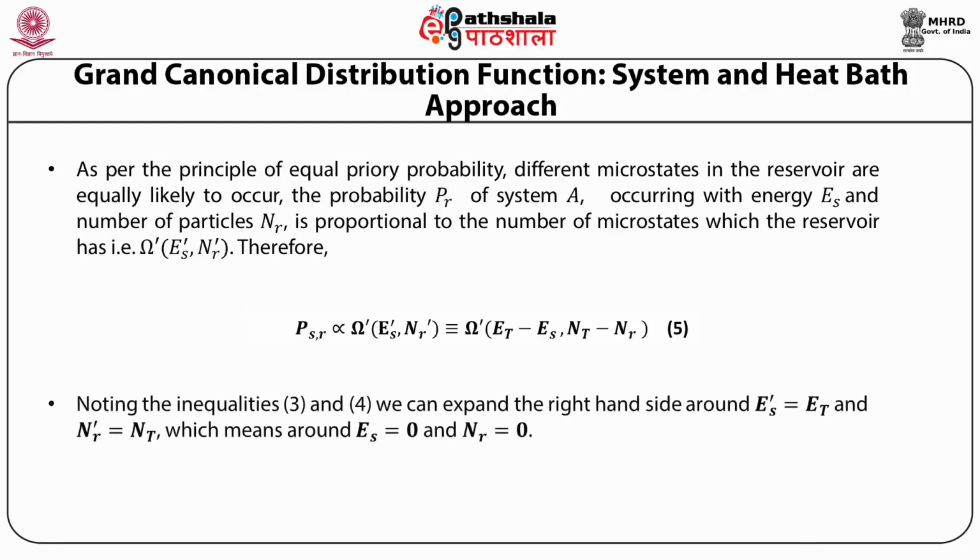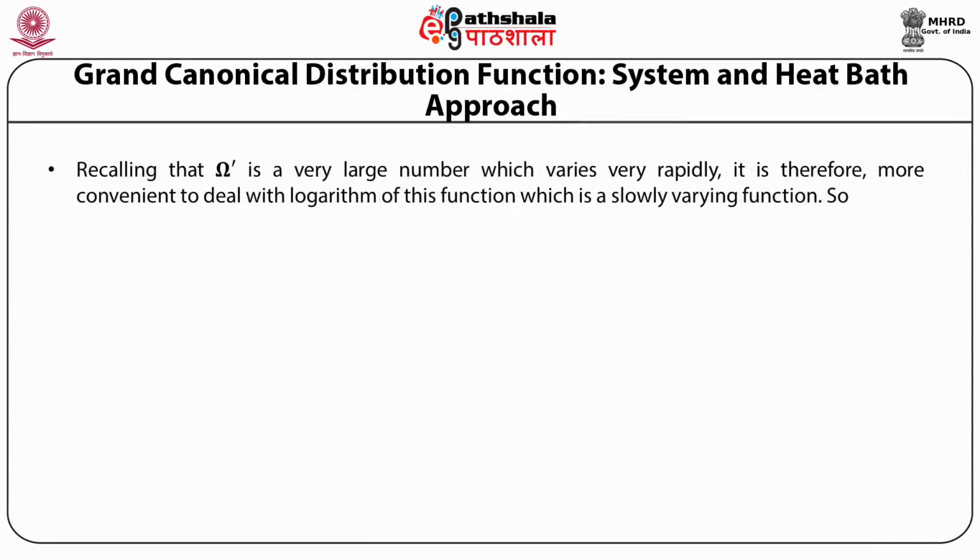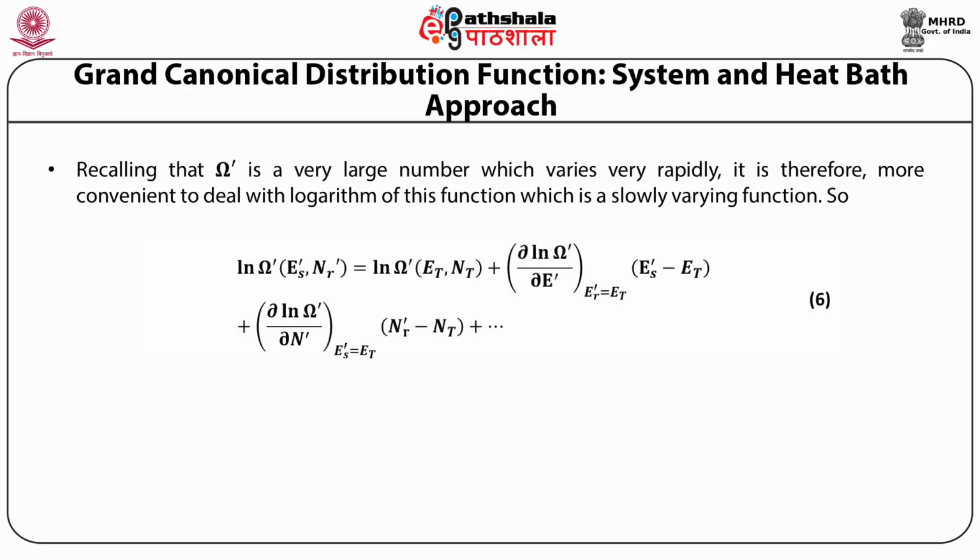Noting the inequalities 3 and 4, we can expand the right hand side around E'S equal to Et and N'R equal to Nt, which means around Es equal to 0 and Nr equal to 0. Recalling that Ω' is a very large number which varies very rapidly, it is more convenient to deal with the logarithm of this function, which is a slowly varying function.